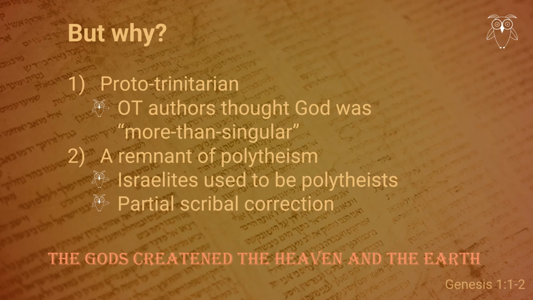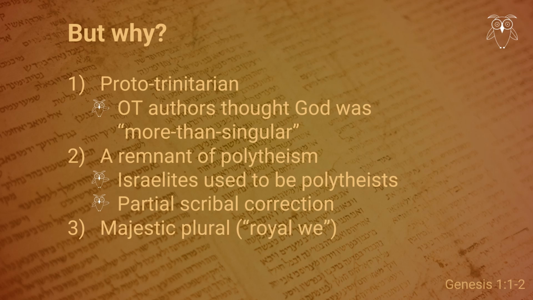But then, later monotheistic scribes changed the verb to a singular, but kept the plural form of Elohim. Yet others have suggested that this is perhaps a majestic plural, where a monarch sometimes refers to him or herself as we. And then some have suggested that it may refer to the divine council. Now, there is something to be said for all four of these solutions, but I'm not sure whether any or even all of them give a sufficiently satisfying answer.